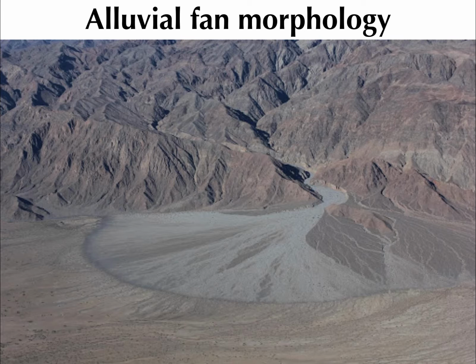Okay, alluvial fans typically consist of an inactive area and an active area, or a lobe, where sediment is being deposited. Here the lobe is this lighter colored region, and the inactive surfaces are darker in color due to a form of weathering called desert varnish that occurs in this part of the world.